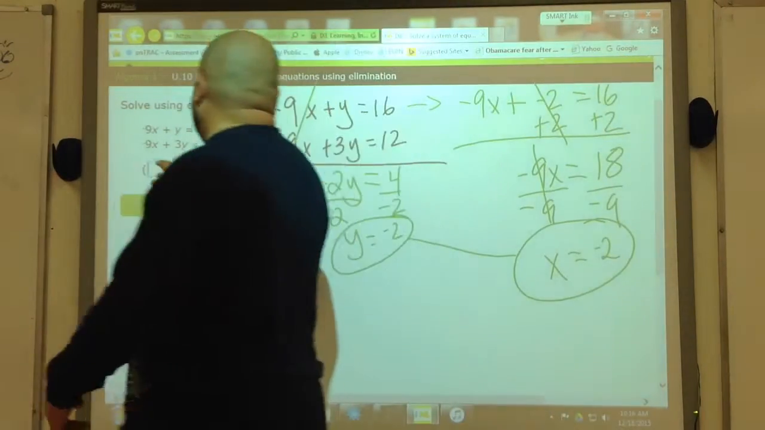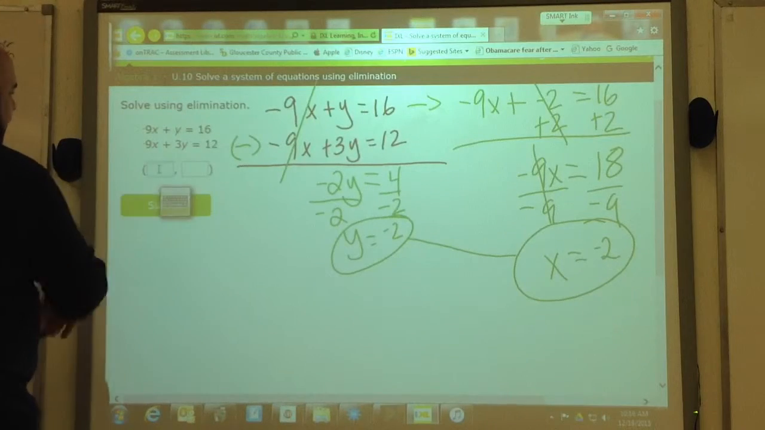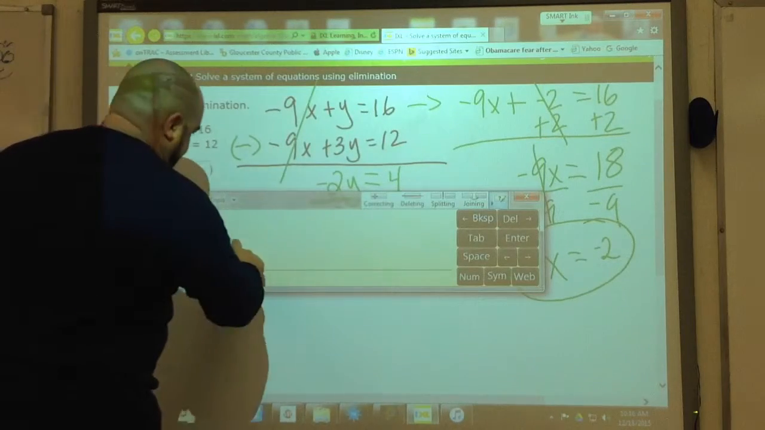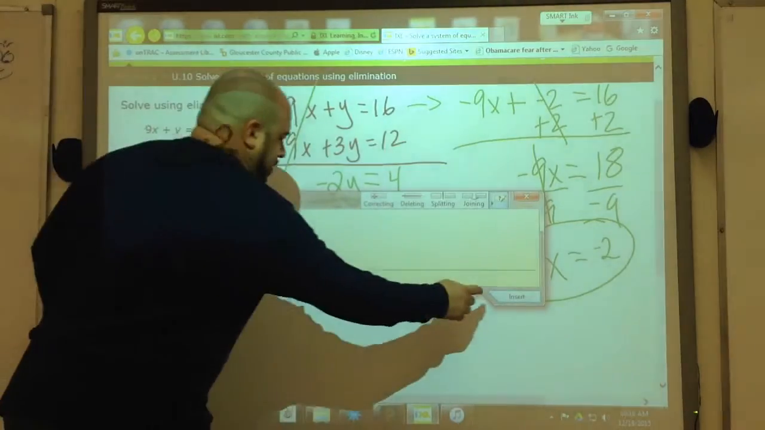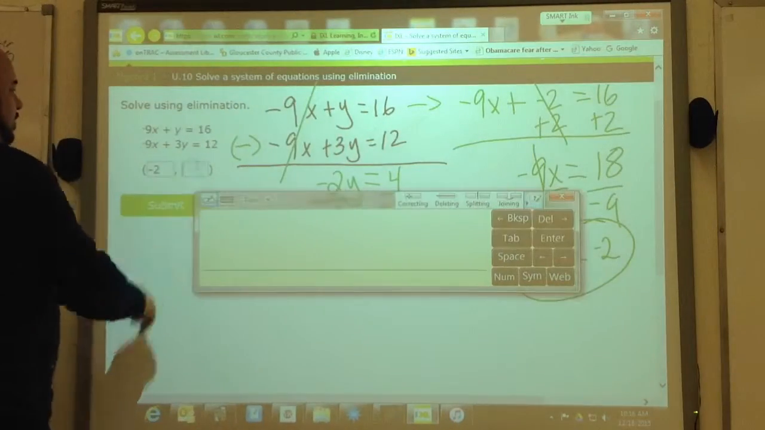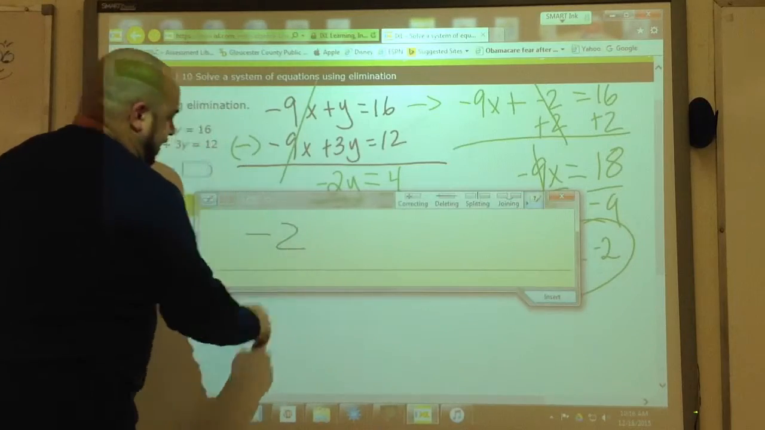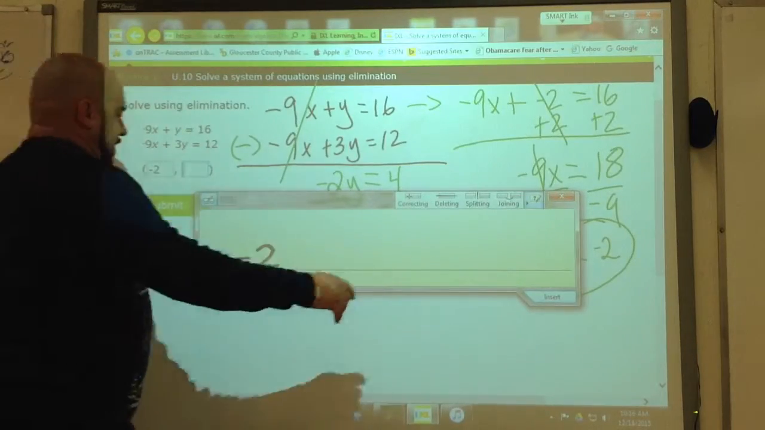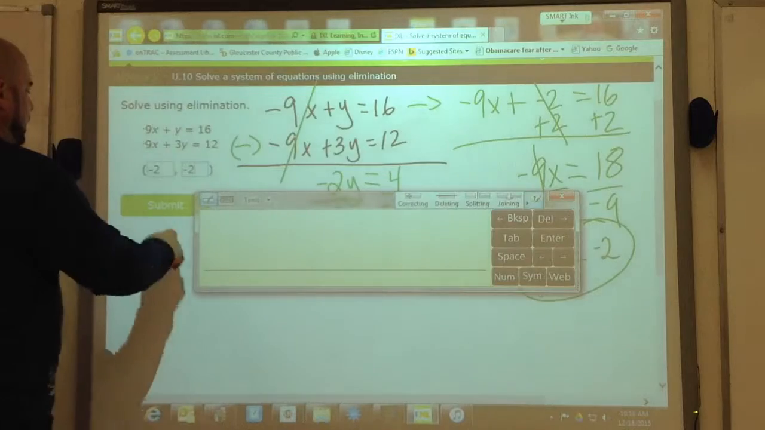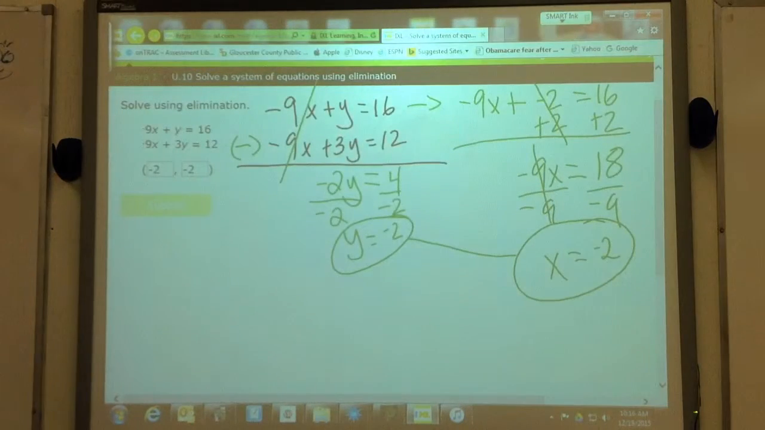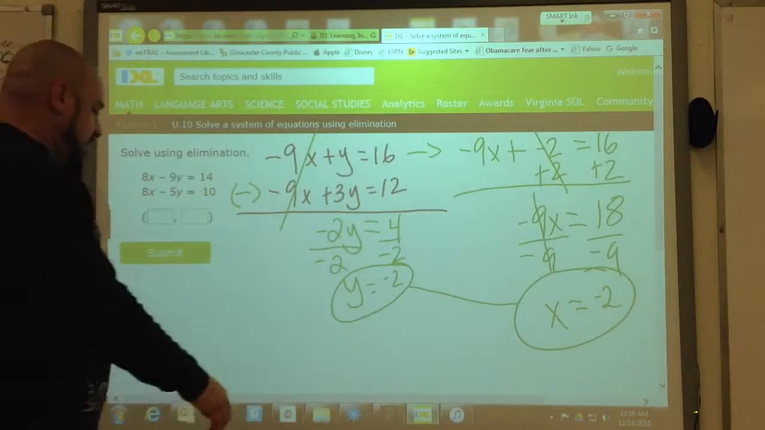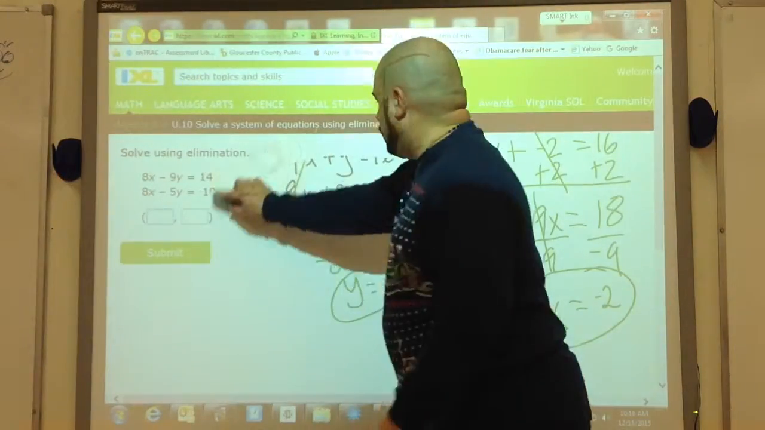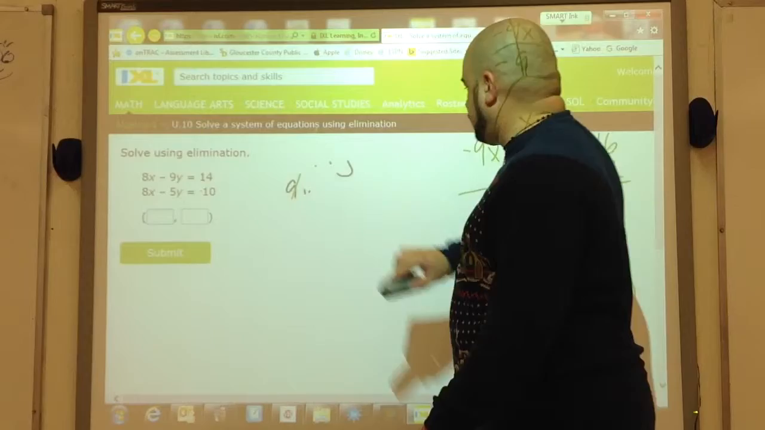So I go here, and I'm going to type out negative 2. I'm going to insert it for my x. Then I go to my y. I type out negative 2 again. And I'm going to insert it for my y. Let's cross our fingers and see if we're right. Awesome. Yes, we are. So let's do one more, and hopefully you get it after the second one.